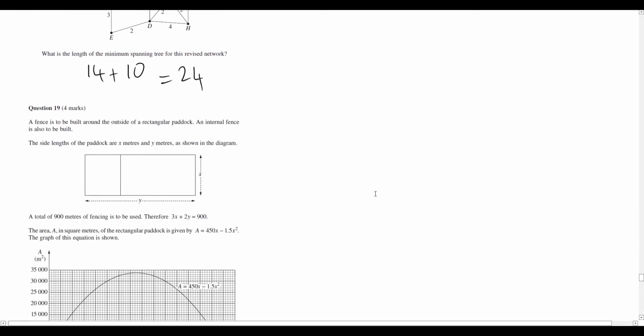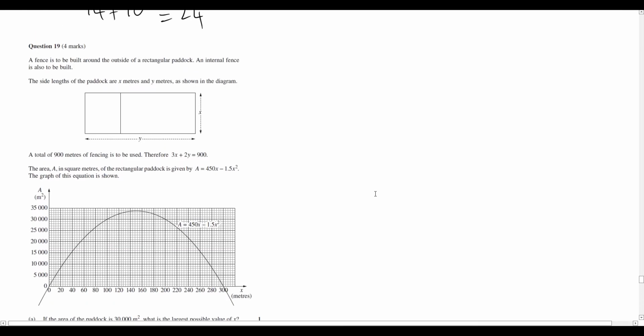All right, on to question 19. So this one's a bit of a tricky one. So a fence is to be built around the outside of a rectangular paddock, and an internal fence is also to be built. So that's what we can see here. The side lengths of the paddock are x meters and y meters, as shown in the diagram. So a total of 900 meters of fencing is to be used. Therefore, 3x plus 2y equals 900. So the area, A, in square meters of the rectangular paddock is given by A equals 450x minus 1.5x squared. So the graph of this equation is shown below.